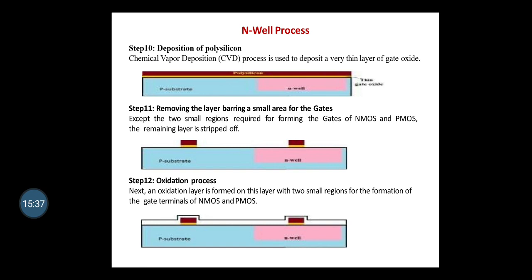Step 11, removing the layer barring a small area for the gates, except the two small regions required for the formation of the gates, NMOS and PMOS. The remaining layer is stripped off. Step 12, oxidation process. Next, an oxidation layer is formed on this layer with two small regions for the formation of the gate terminals of NMOS and PMOS.